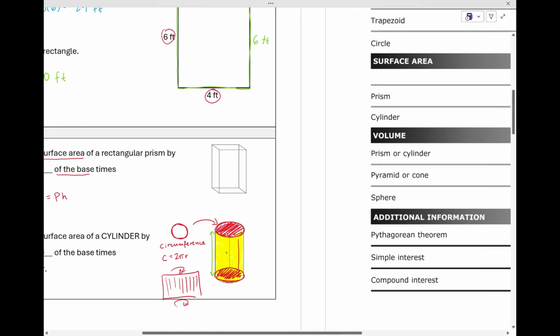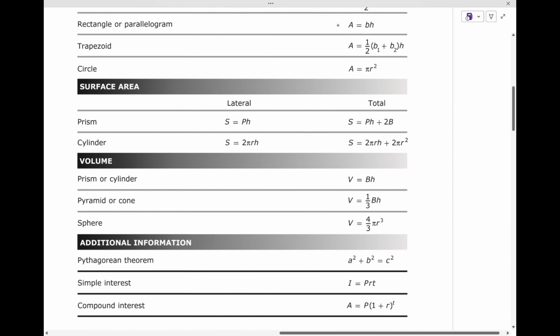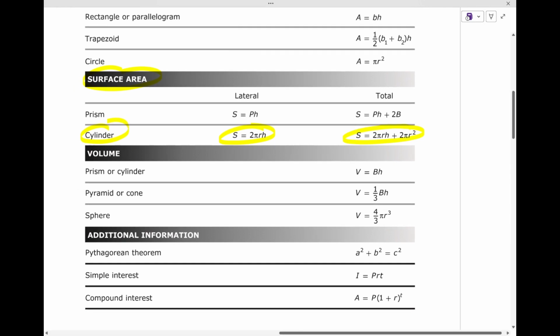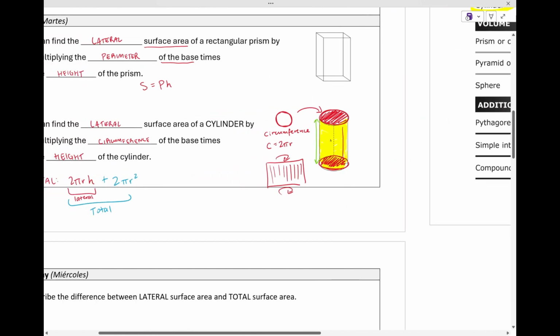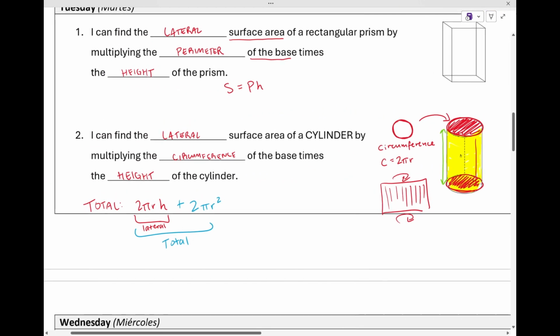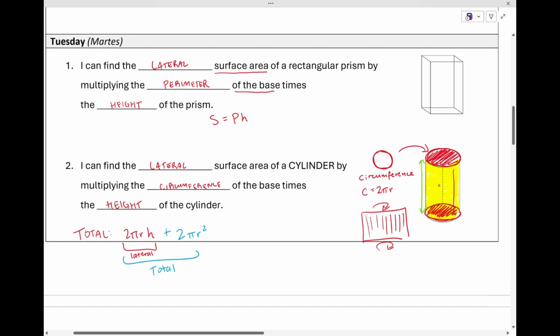And all of this is also on your star sheet. You look for surface area, you look for cylinder, lateral surface area 2 pi r h, total surface area 2 pi r h plus 2 pi r squared. And that's exactly what we have here. So lateral, total, remember 2 different things, but pretty close. Just need to add those bases to get your total area. And we're going to do some practice of this in the lesson.